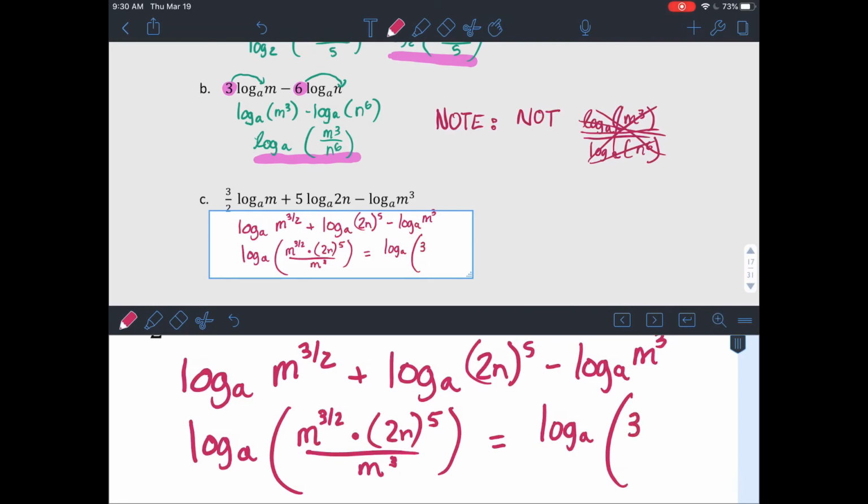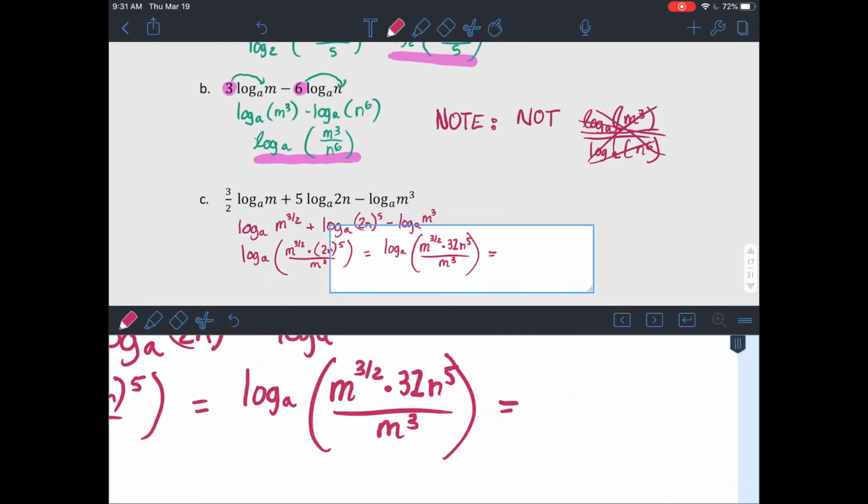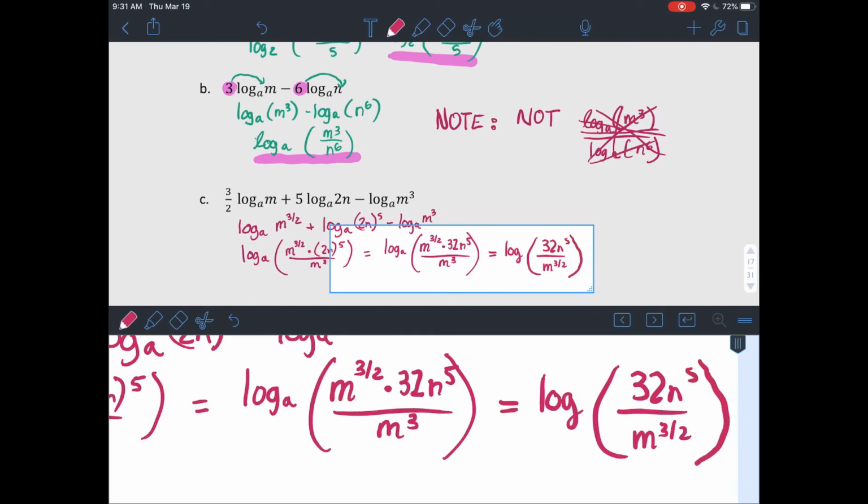Simplifying a little bit, let's make it into 32n to the 5th by raising that to the 5th power. And then it's all over m cubed. You have m's in the numerator and denominator, so you can subtract your exponents and end up with 1.5 for your power of m in the denominator. And then you are finally all said and done.